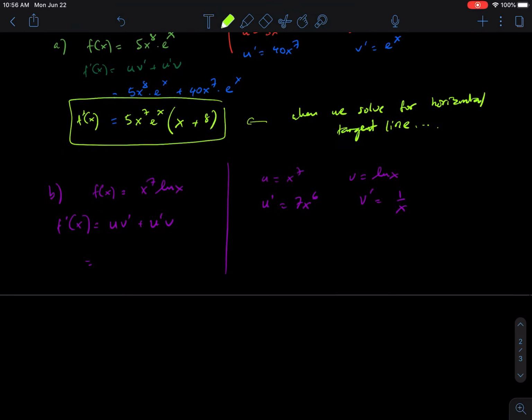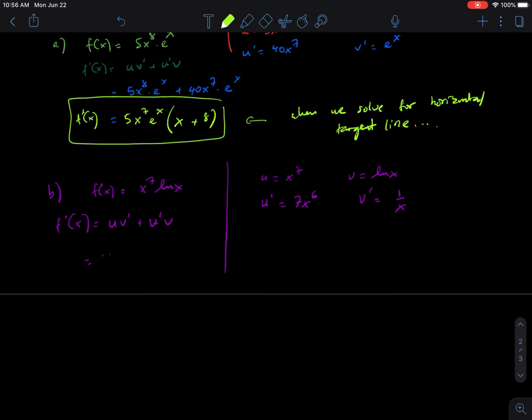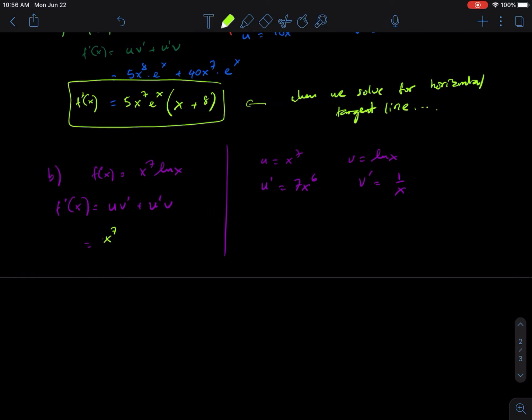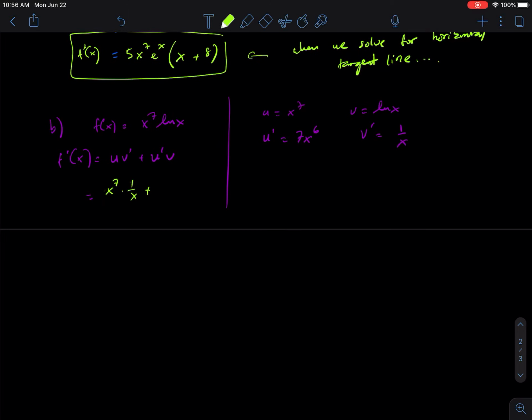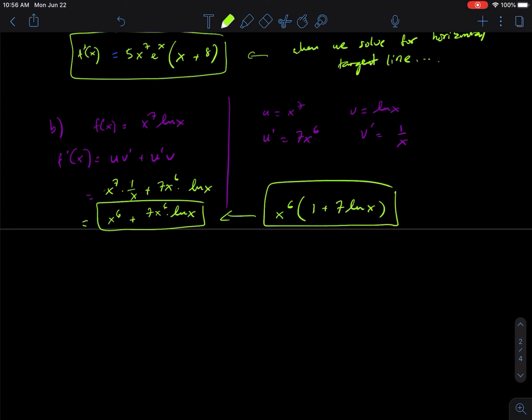We get u is x to the 7, v prime is 1 over x, and then plus u prime is 7x to the 6 times v is natural log of x. When we get good at this, we should be able to do this pretty quick, and then that can be factored, x to the 6 out, so that gives us 1 plus 7 natural log of x. That's the answer.